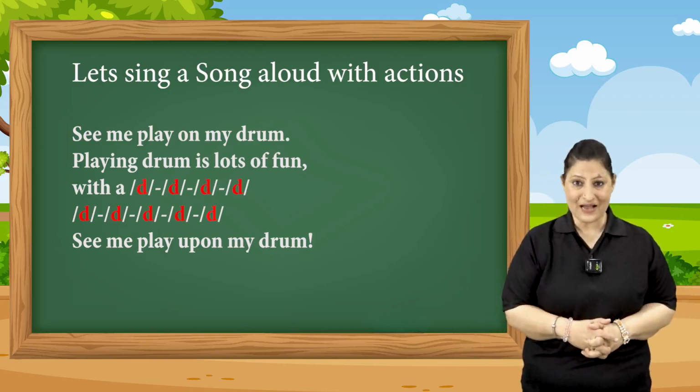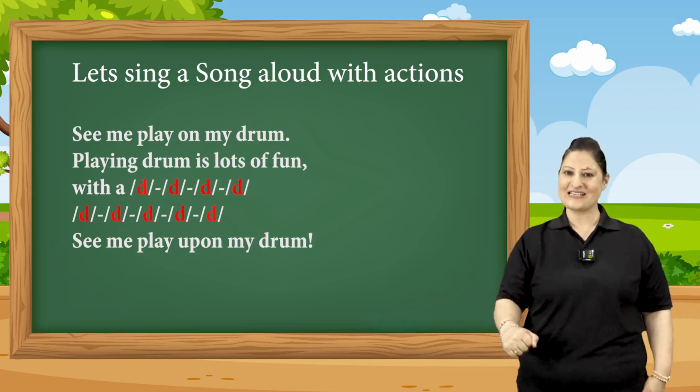So what sound is coming? D. D says D. Children, you remember that we have learned about letter A. Letter A has a sound A. B has a sound B. C has a sound, tell me fast, K. And D says D. So keep on finding new vocabulary words with different letters.